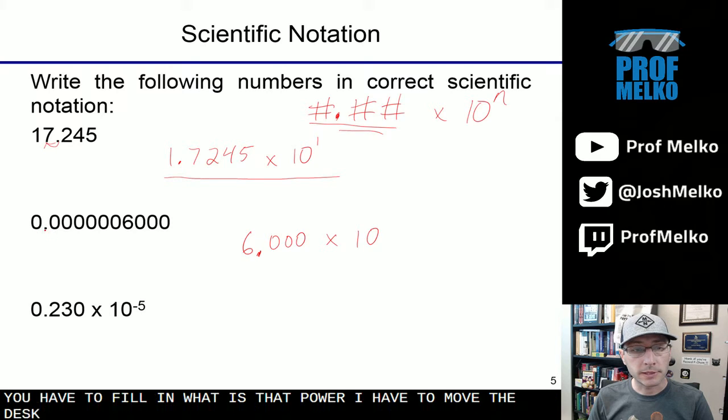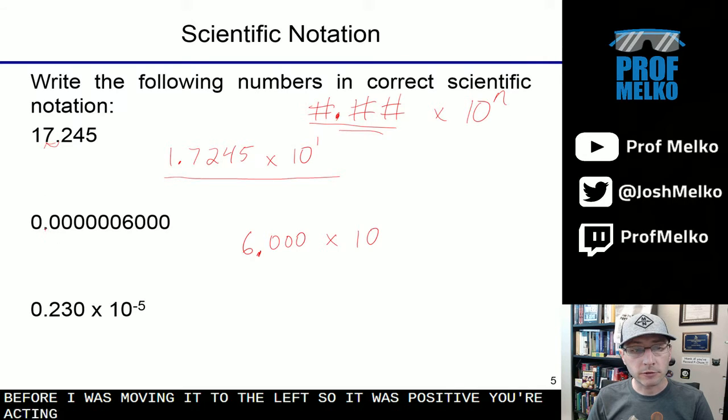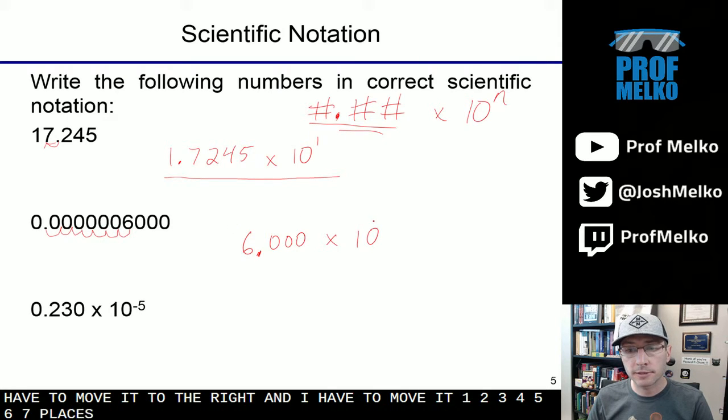I have to move the decimal place to the right, so it's going to be negative. Before I was moving it to the left, so it was positive. Here I have to move it to the right, and I have to move it 1, 2, 3, 4, 5, 6, 7 places, so this is a negative 7. 6.000 times 10 to the negative 7 power.